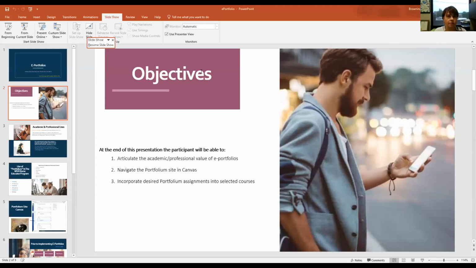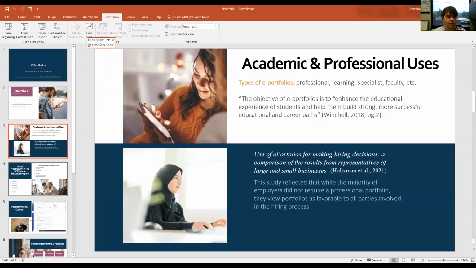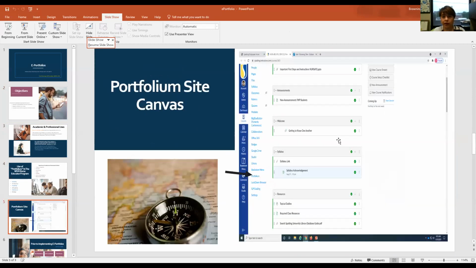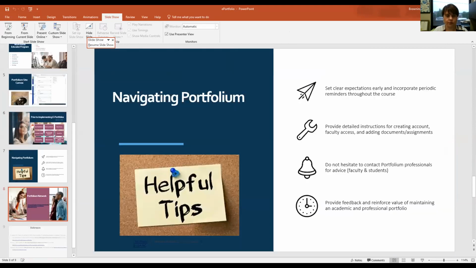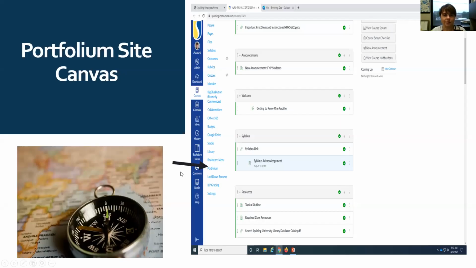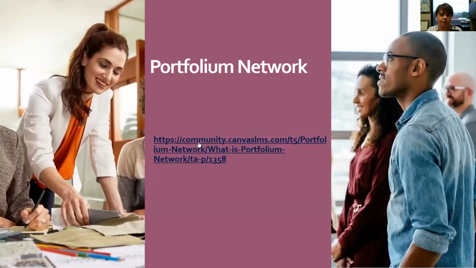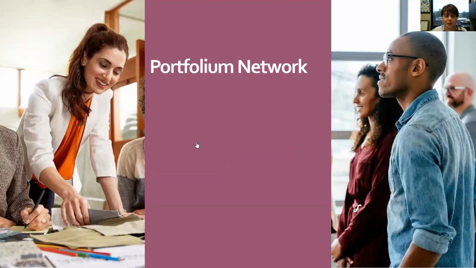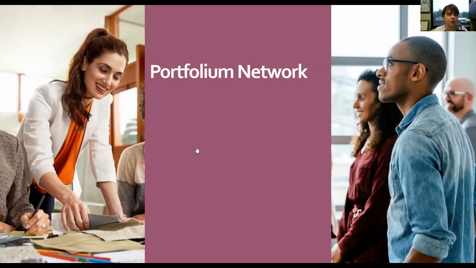Okay, we're going to go back to, can you see this screen where it says objectives, and now we're going down to that. Okay, well, pretend you're in my course. You will see on the toolbar to the left the Portfolium button, and it is that easy to click on that button and get to the Portfolium site. This link will take you to the Portfolium network. So we'll see if we can get to it from there.